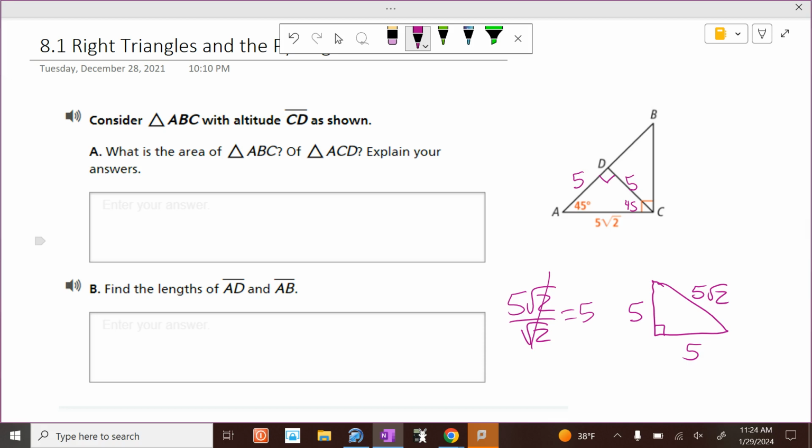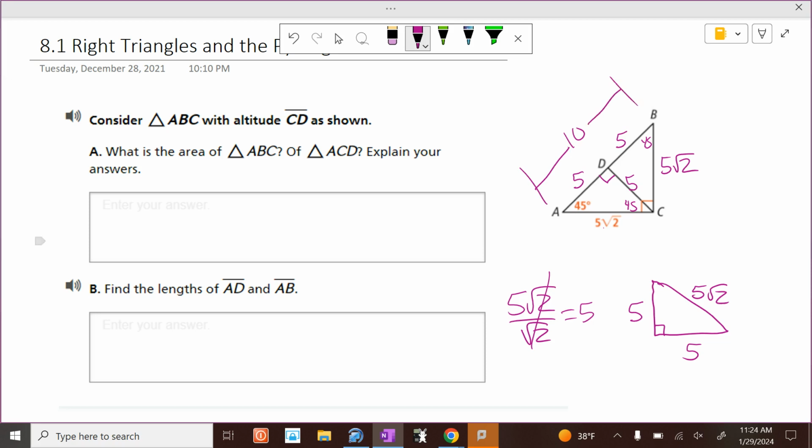Okay? Now, if we think about this big triangle, if this is 45, then this is 45, and all of a sudden we got another 45-45-90 triangle, right? So these two sides are congruent to each other. So this is also 5 square root of 2, isn't it? So if this is 5 square root of 2 and this side's 5, then this side's 5. So AB is 10.